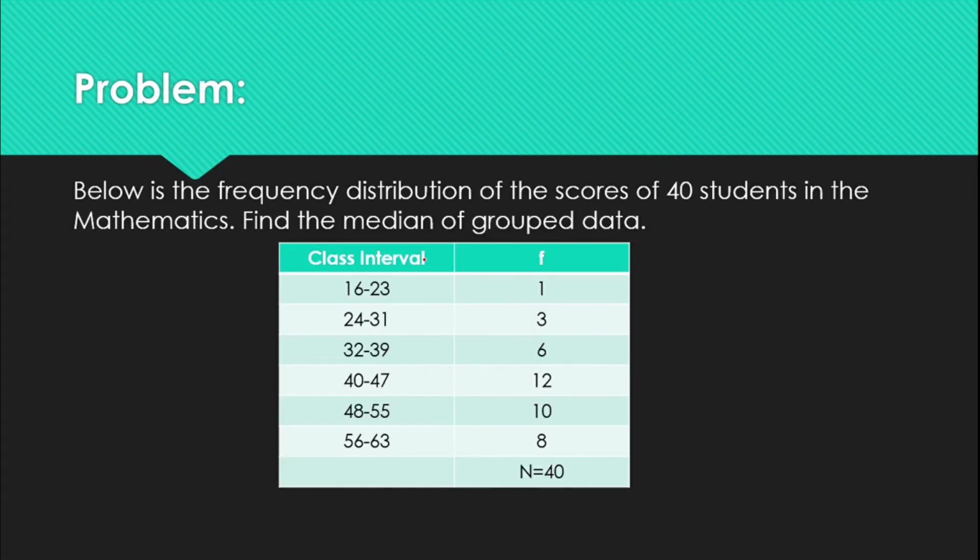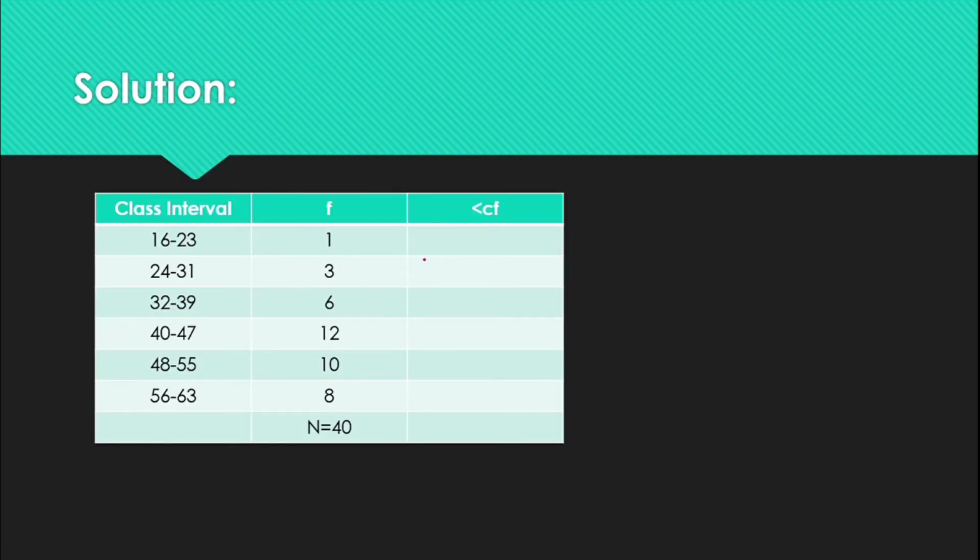We have the same problem. Below is the frequency distribution of the scores of 40 students in mathematics. Find the median of the group. So here is the solution, how to show the solution. The first step is to construct a less than cumulative frequency.